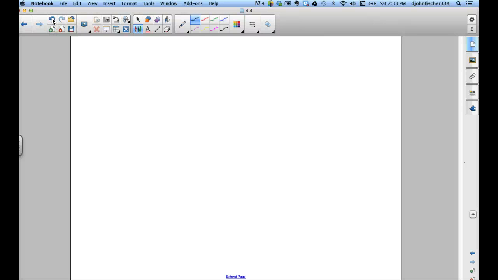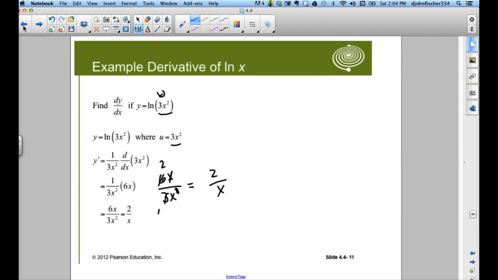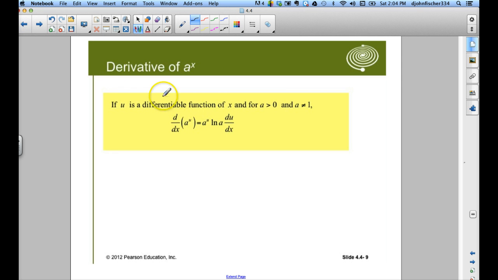Y equals 3 to the cosecant x. Now my base is 3. So if I was doing this one, we can think about the rules. We have a lot of rules back here with a number in the base. I'm just going to page back real quick. Here's the one with the number in the base: a to the u, ln of a, and then the derivative of that.